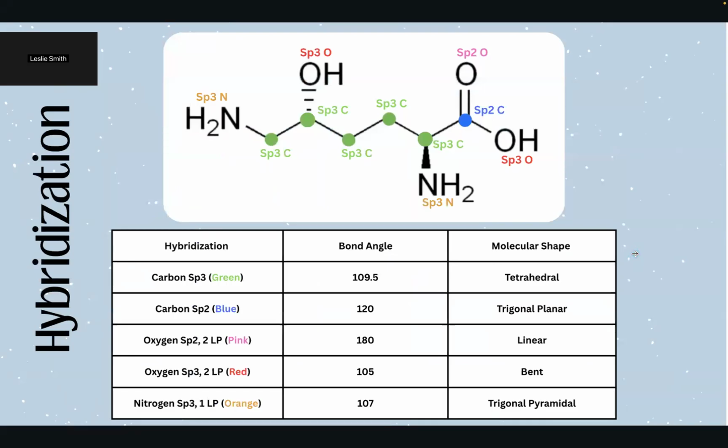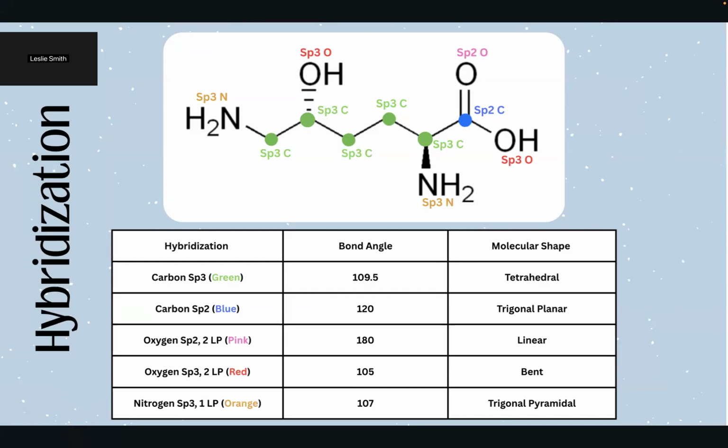Moving forward to the hybridization of hydroxylysine. The hybridization is as follows. The green dots represent sp3 carbons with a bond angle of 109.5 and a tetrahedral shape. The blue dot represents an sp2 carbon with a bond angle of 120 and a trigonal planar shape.